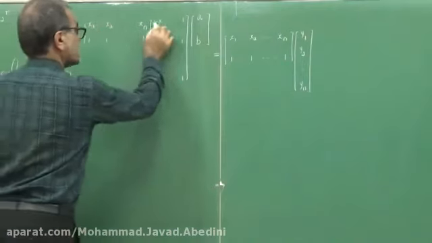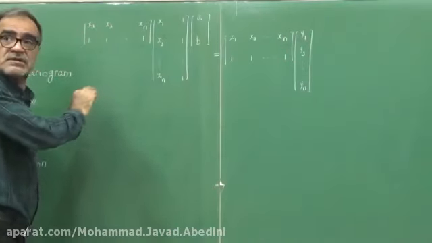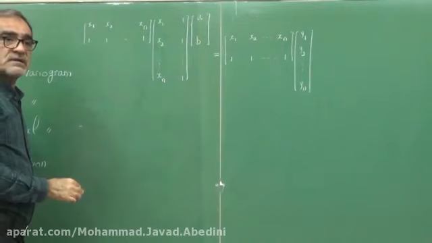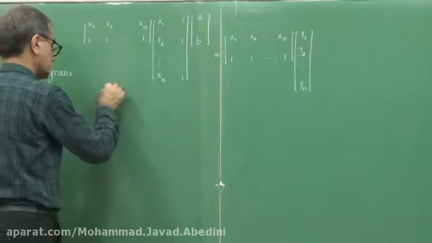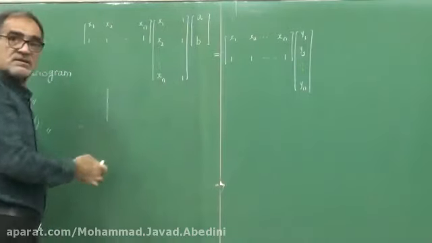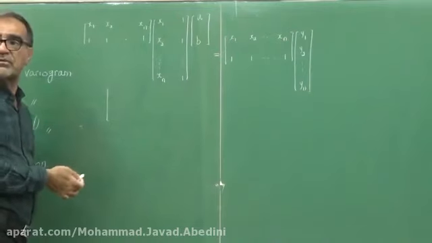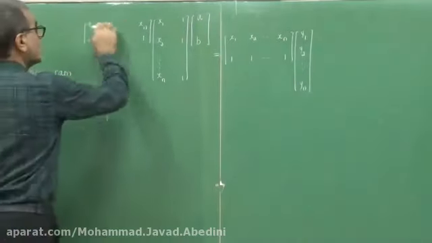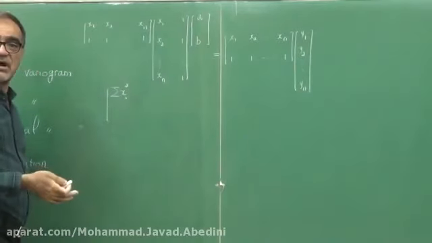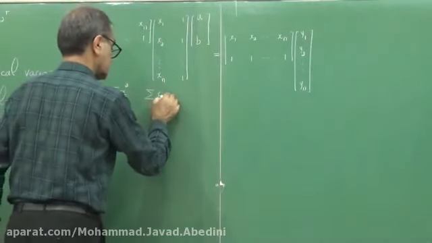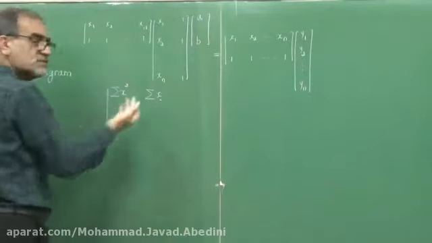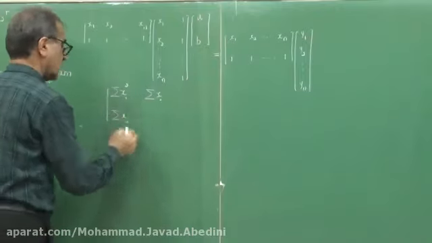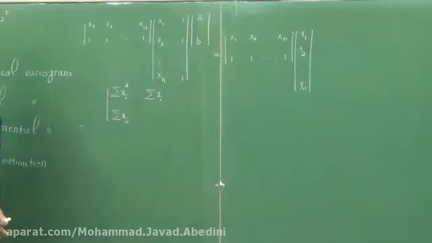You have to multiply this. Please pay attention. You have to multiply this row by this column to obtain the first entry of a 2 by 2 matrix. If you multiply this by this, you are going to get summation of x to the power of 2. If you multiply this by this, you are going to get summation of x bar. If you multiply this by this, you are going to get summation of x bar. If you multiply this by this, n.